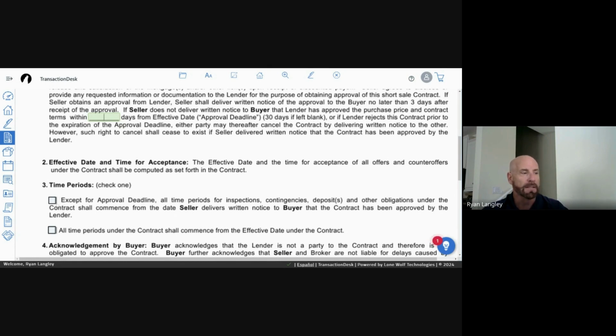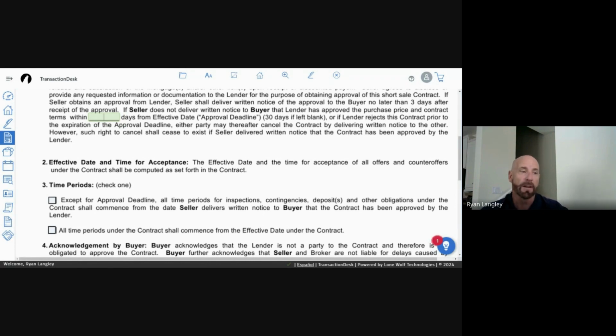Okay, time periods. Except for the approval deadline, all time periods for inspections, contingency, deposit, other obligations under the contract shall commence from the date seller delivers written notice to buyer that the contract has been approved by the lender. So once the lender signs off on your offer, remember that 335 we talked about? I offered 335 and the bank agreed to it. That's the price they agreed to before with the other person, which the listing agent told everybody, put it in the remarks. Everybody knows that that's the agreement they came to before.